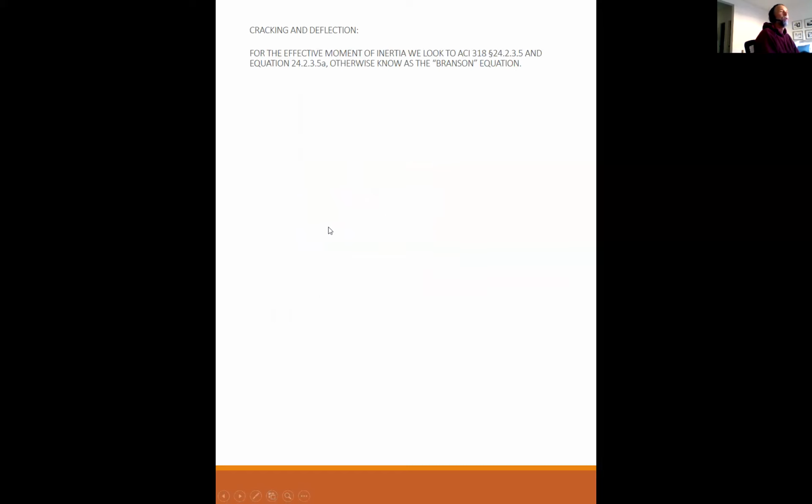For the effective moment of inertia, we looked at ACI 318, section 24.2.3.5, and equation 24.2.3.5a, otherwise known as the Branson equation. There was a fellow named Branson back in the 60s who came up with this formulation.